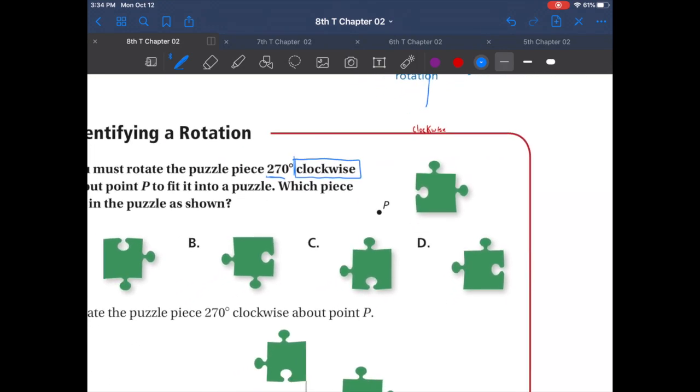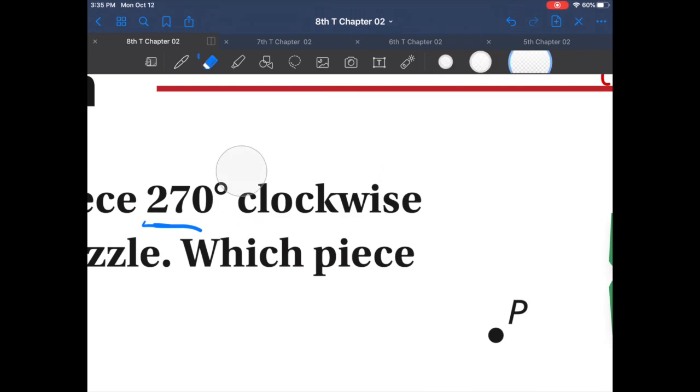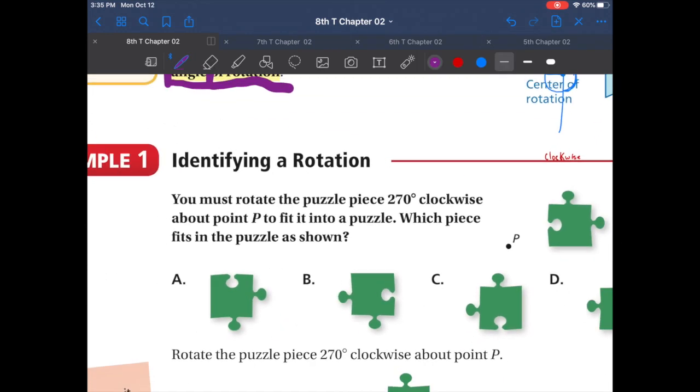So it says it has to do 270 degrees clockwise. That's 3 whole turns, right? So if we started here, that's 90 degrees. If we add another turn, that would be 180 degrees. And if we added one more turn, that would be 270 degrees, okay? So it should be somewhere like that. All right, let's see what it says.